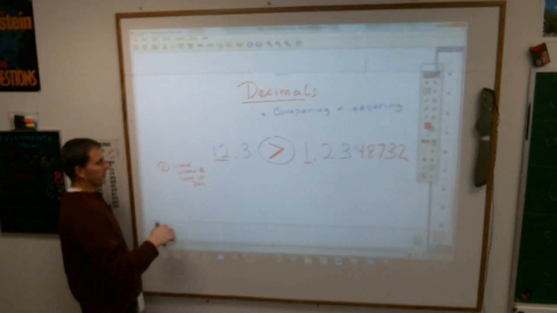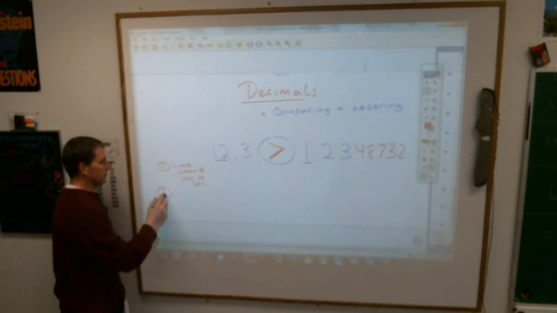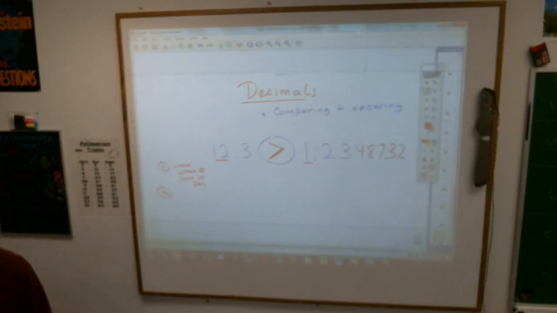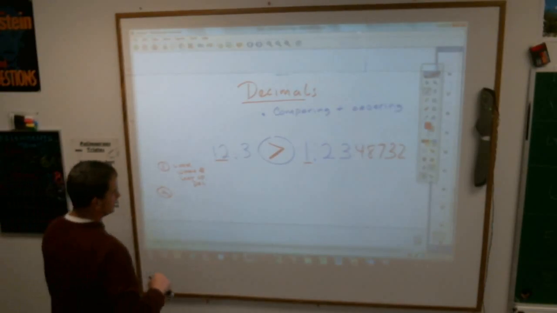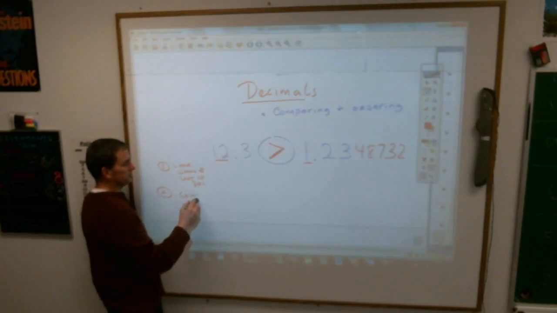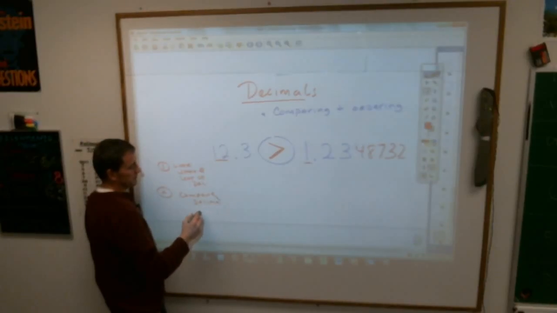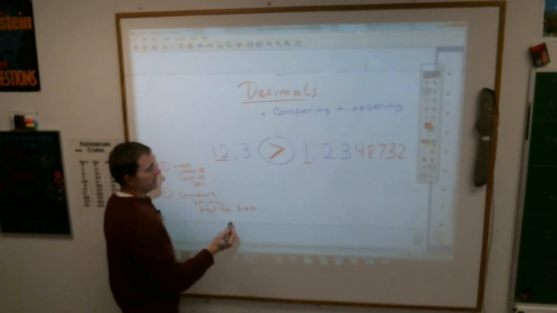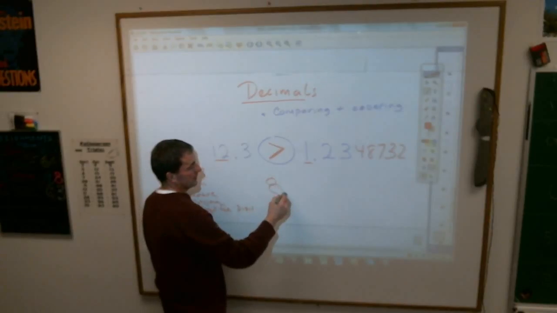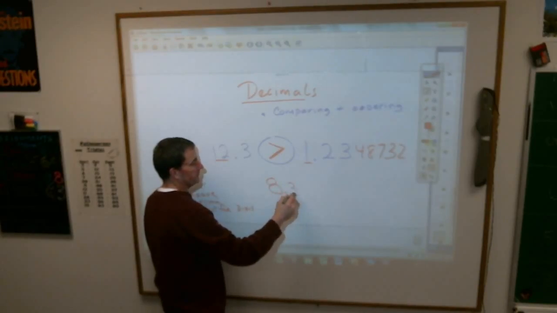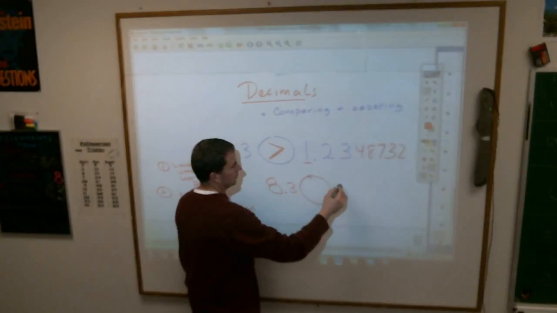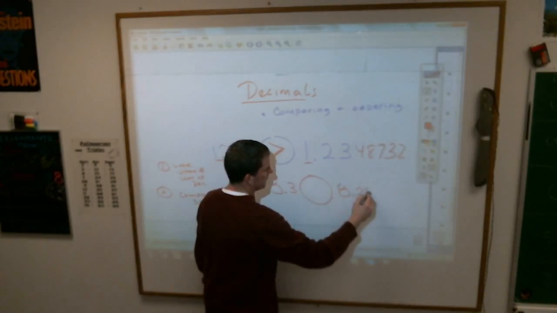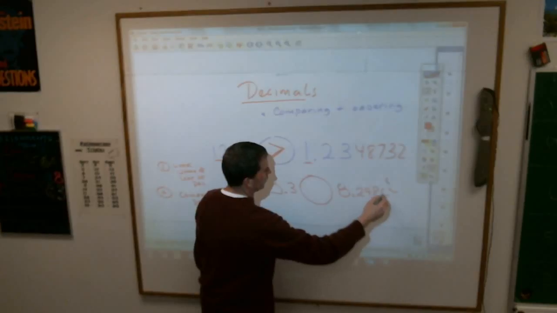Okay? You alright, Jacob? If those things end up being the same, then what you need to do is compare the decimal. Compare the decimal digit for digit. And by that, I mean this. Let's say you've got 8.3, and you're comparing that to 8.29864.